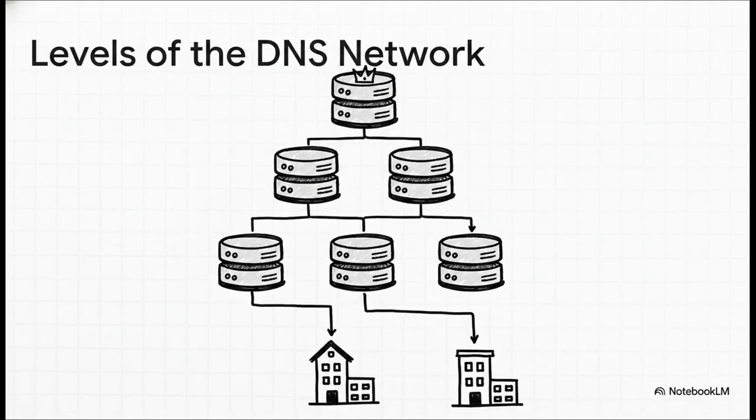So this network has levels, a hierarchy. Your first stop is usually a local DNS server, probably run by your internet provider. It keeps a cache of recent requests to be extra speedy. If it doesn't know the answer, it asks higher-level servers. And at the very top, you've got the root servers. These are the ultimate authorities that know where to find the main phone book for every domain like .com or .org.